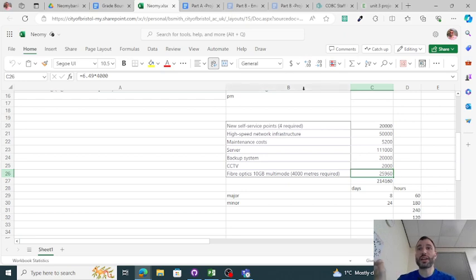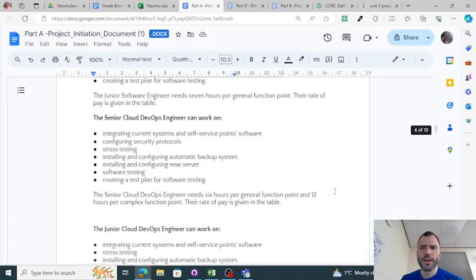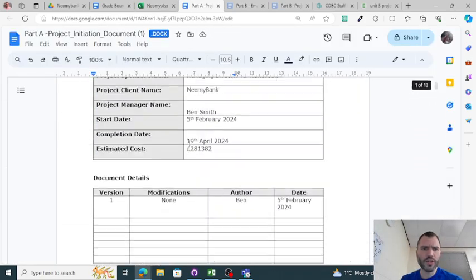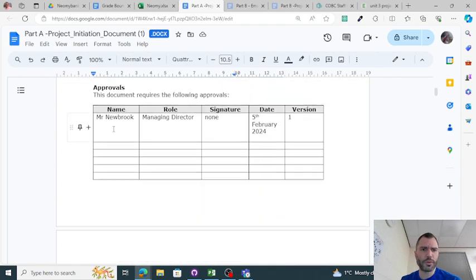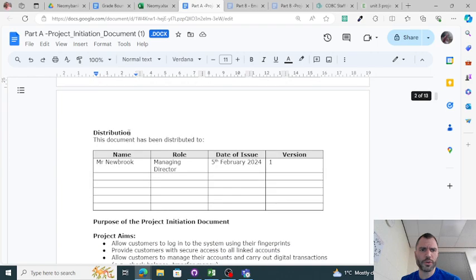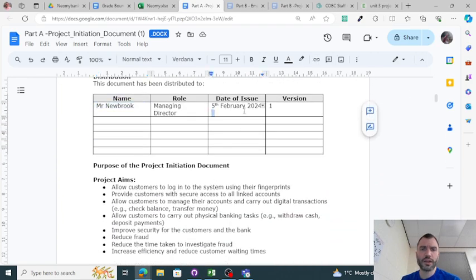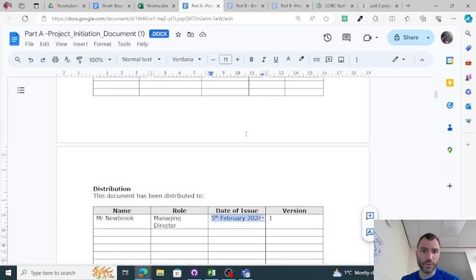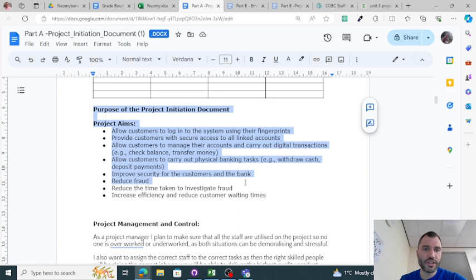So as long as you explain that to them, maybe the examiner will think, well, yeah, that was an interesting insight, and you'll get marks for it. So the first thing's easy: dates, distribution, document details. We're approving, Mr. Newbrook approves it, distribute it to him. That's all I said, and I do that at the start of the project, or you could do that just before the start. And then we've got the project initiation, the project aims, sorry.